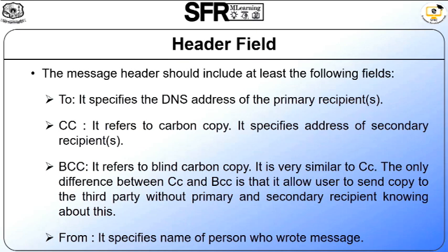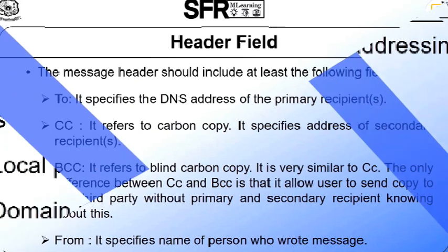From specifies the name of the person who wrote the message. Sender specifies the email address of the person who has sent the message. Received refers to the identity of the sender's data and also the time the message was received. It also contains information which is used to find bugs in the routing system. Return path is added by the message transfer agent. This path is used to specify how to get back to the sender.